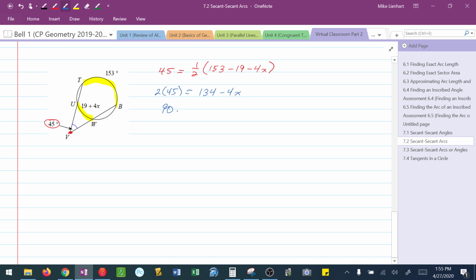This would be 90 is equal to 134 minus 4x. I'm going to subtract 134, so negative 44 is equal to negative 4x. Divide by negative 4, I get x is equal to 11.